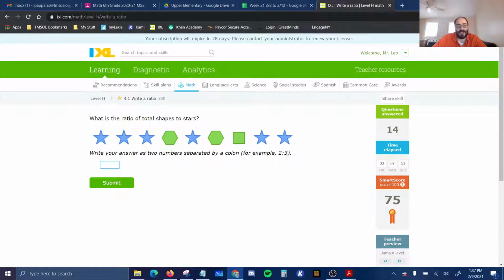Okay, so here's the last part where they trick you up. You have stars, hexagons, and squares. It's not going to ask about all of them. And it says, what is the ratio? The first thing it asks for is total shapes. Well, it's everything. 1, 2, 3, 4, 5, 6, 7, 8, 9 total shapes. Colon to stars. The second thing it's asking for is stars. 1, 2, 3, 4, 5, 6 stars. Notice it doesn't ask you about hexagons. It doesn't ask you about squares. It asks you about total shapes first and stars second.